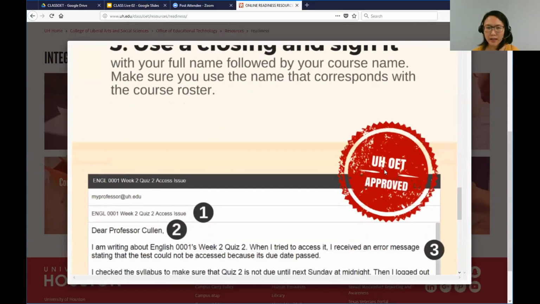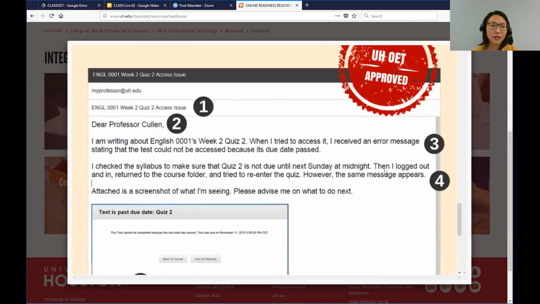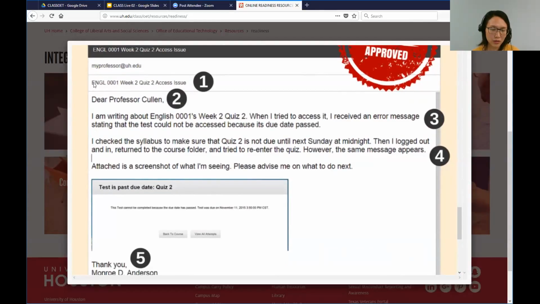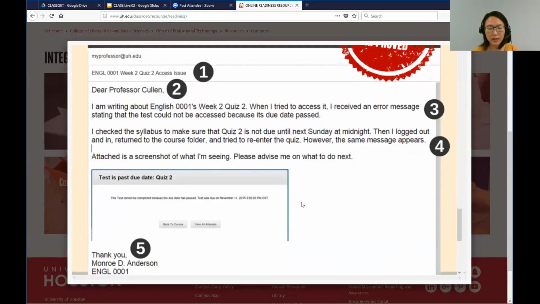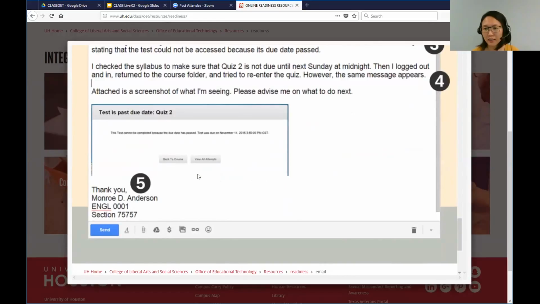Okay. And then lastly, there's an example of a good email. So this email shows that they use a subject line. They address the instructor with the title, and they use the salutation, and they explained what is the issue, why are they writing, right? And then they explained that they tried to solve this problem, and then they attached an image of the problem that they're experiencing, and then lastly, they use a closing and sign their name. Okay. So that's another infographic.